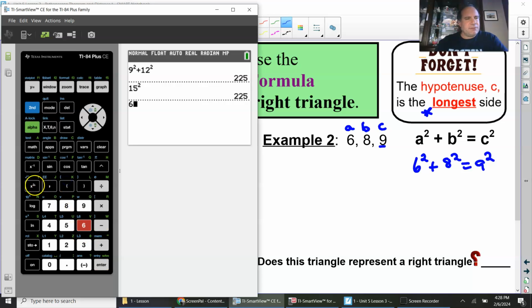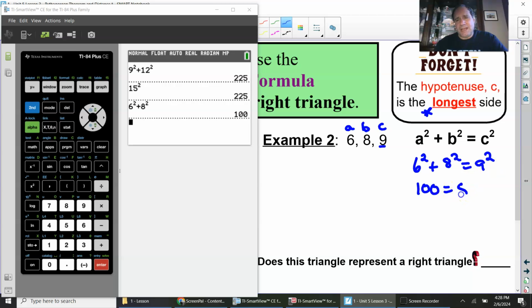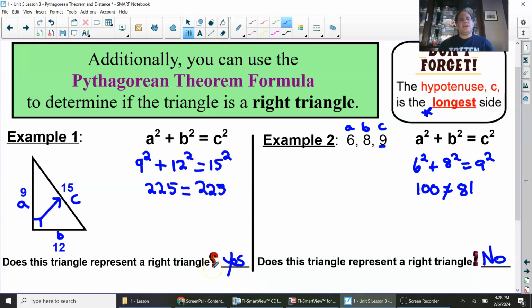So I'm going to take 6 squared plus 8 squared, and that equals 100. Now I know that 9 times 9 is 9 squared, which is 81. This does not equal 100, does not equal 81. It is not a right triangle. So if they're equal on both sides, like you see on the left, that is a right triangle. If they are not equal, as you see on the right, that is not a right triangle.